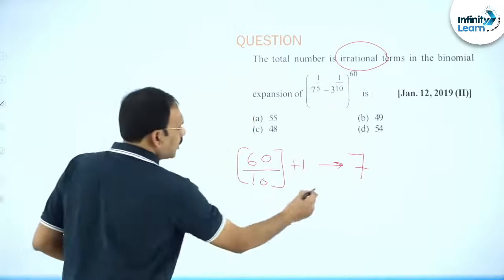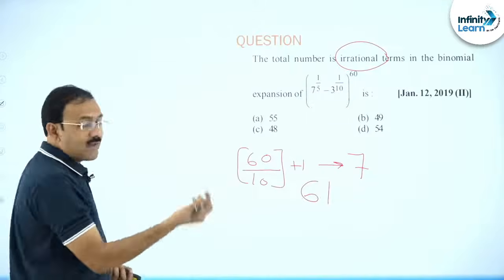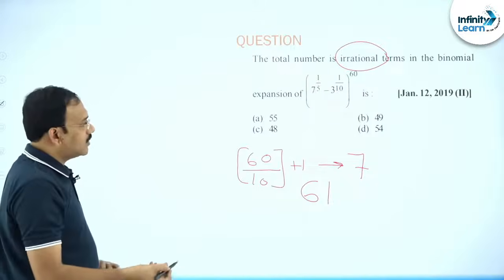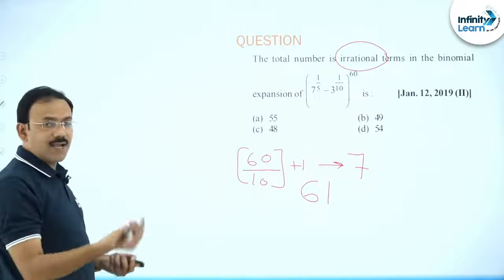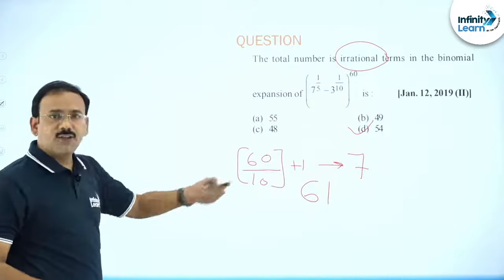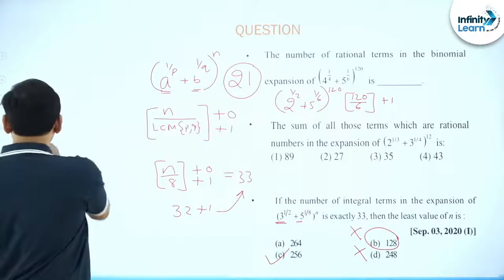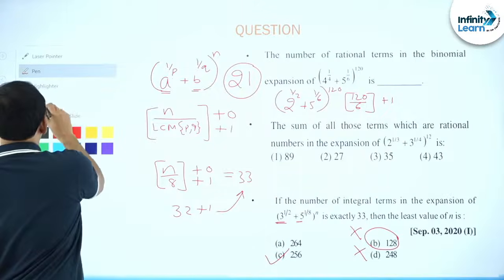There will be a total of 61 terms in the expansion. Out of these, 7 are rational, so the irrational ones are going to be 61 minus 7, which is 54. This is also a recently asked question. And if you move back, there is a slight difference in the second question.